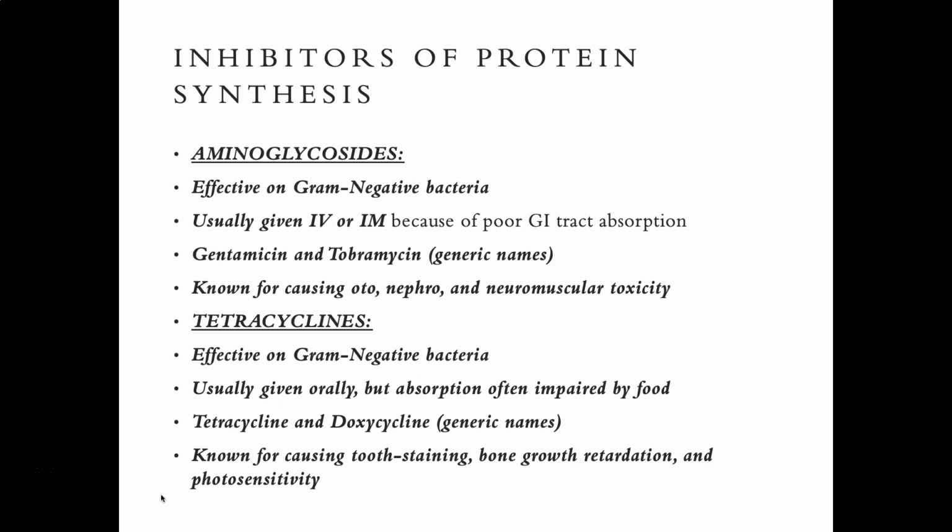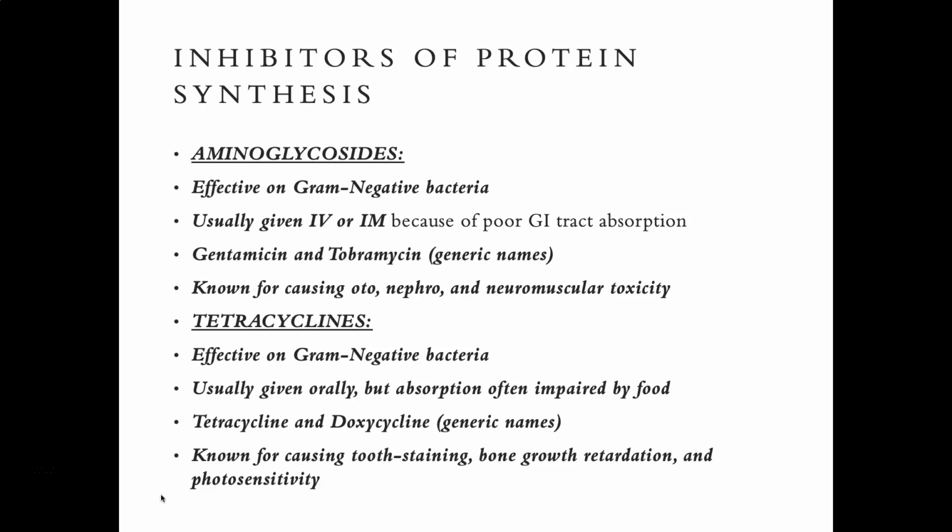All right, inhibitors of protein synthesis. There are 4 of these we're going to study, and the first one is aminoglycosides. Aminoglycosides. These are effective on gram-negative bacteria. That's what they target, gram-negative bacteria. They're usually given IV or IM because of poor GI tract absorption, so make sure you know that. Aminoglycosides are going to be IV or IM because they don't absorb well in the GI tract.